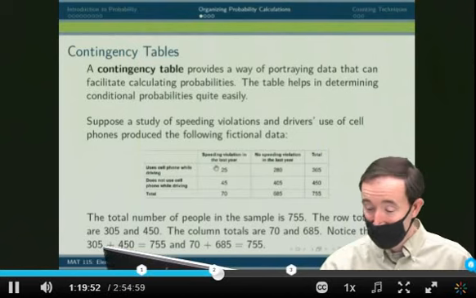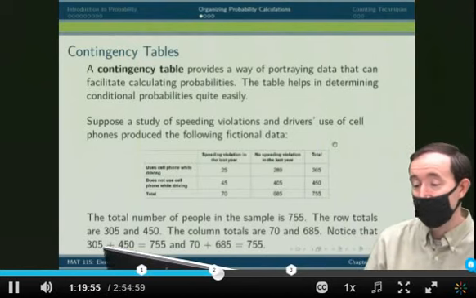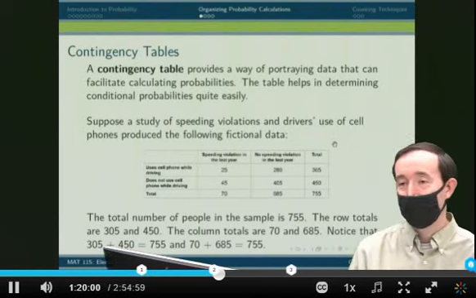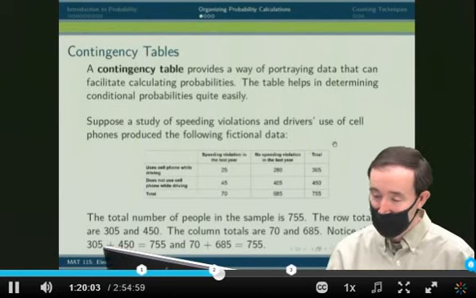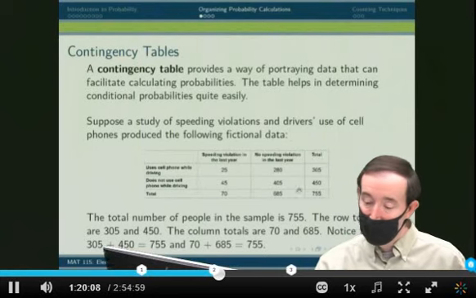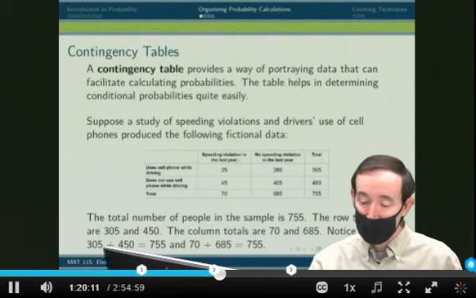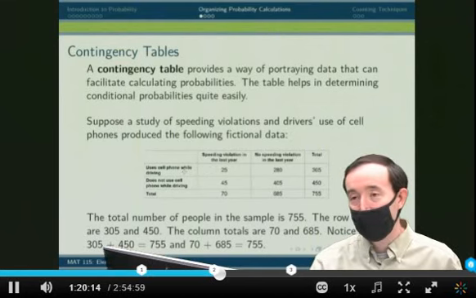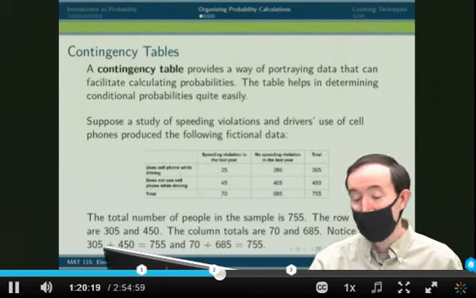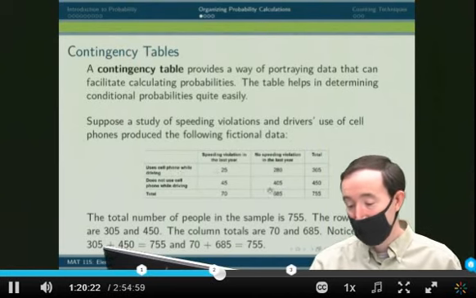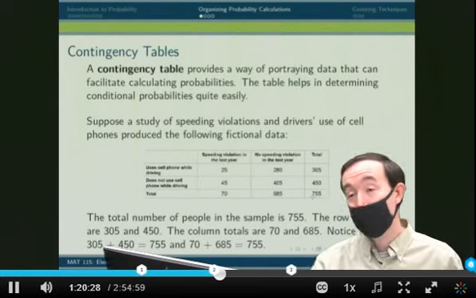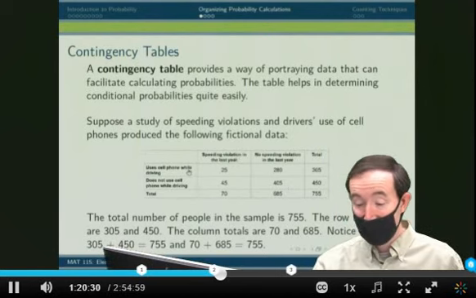So this example right here is on speeding violations and drivers' use of cell phones. All right? It's fictional data. Word of warning, it's not real, but you can still get the basic picture from this. So suppose out of 755 total people that we're considering here, 25 people had a speeding violation and used their cell phone while they're driving. Okay? So I can find the probability that someone had a speeding violation and used the cell phone by taking 25 out of 755. Right? That would be that probability. That is a joint probability. It's the probability that both this and this happen.